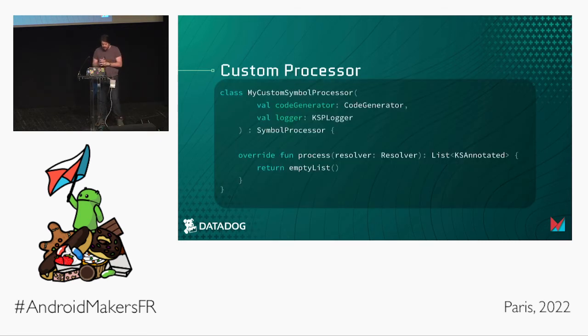So you can write a custom processor that's going to class this. You can make my custom symbol processor, or any name that you want. That's going to have a code generator class instance. This class is basically already built in your compiler, so it knows where it's going to put files if you want to generate new files.